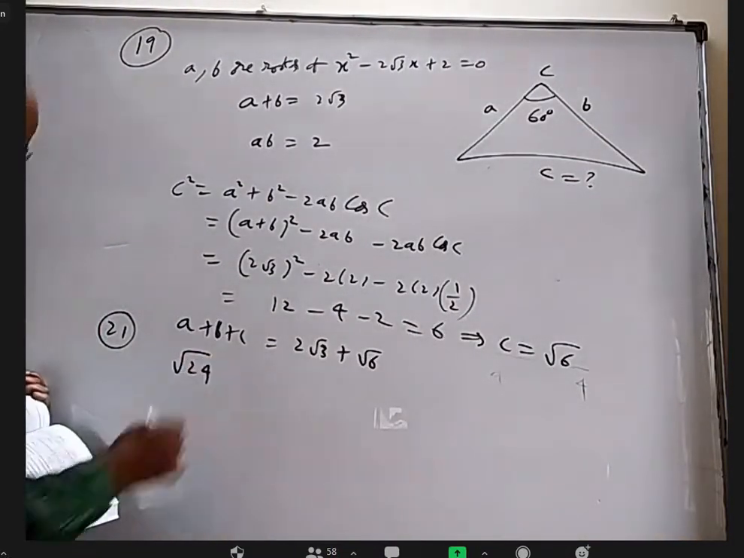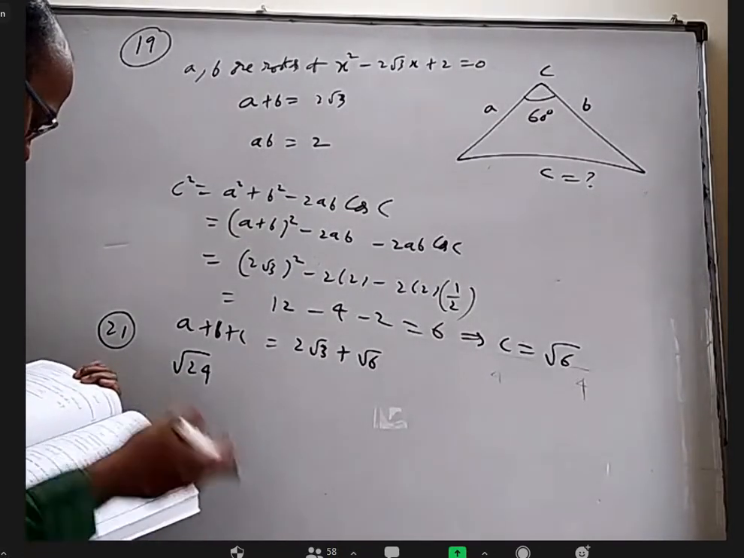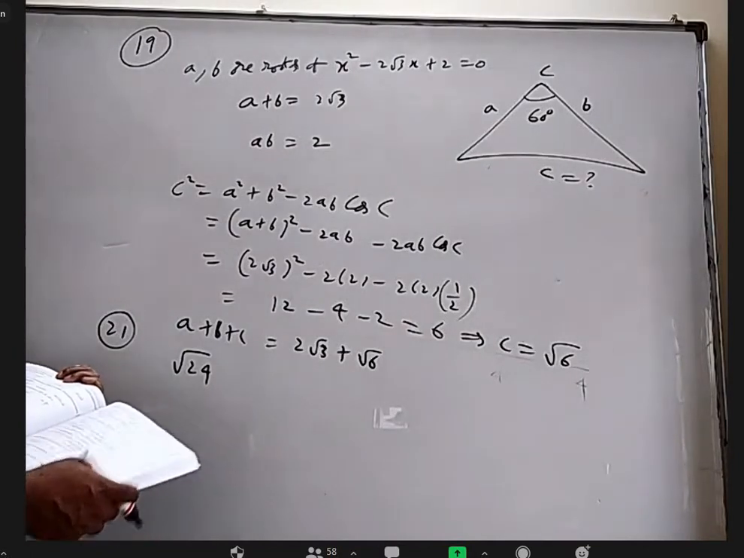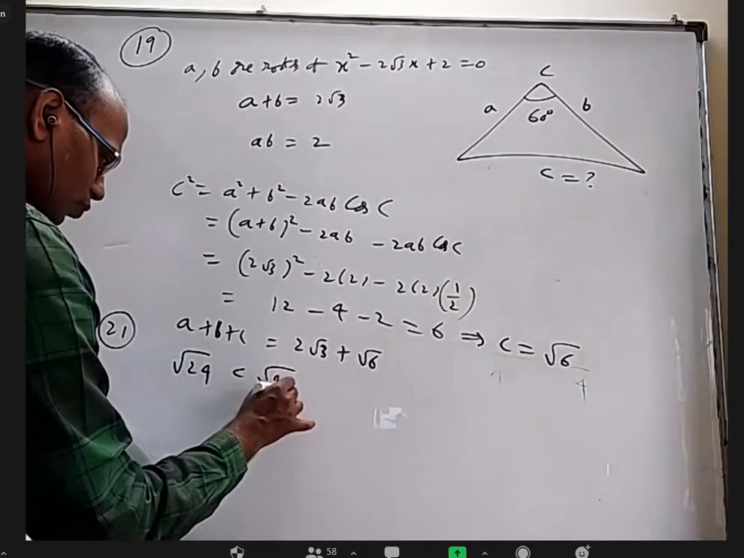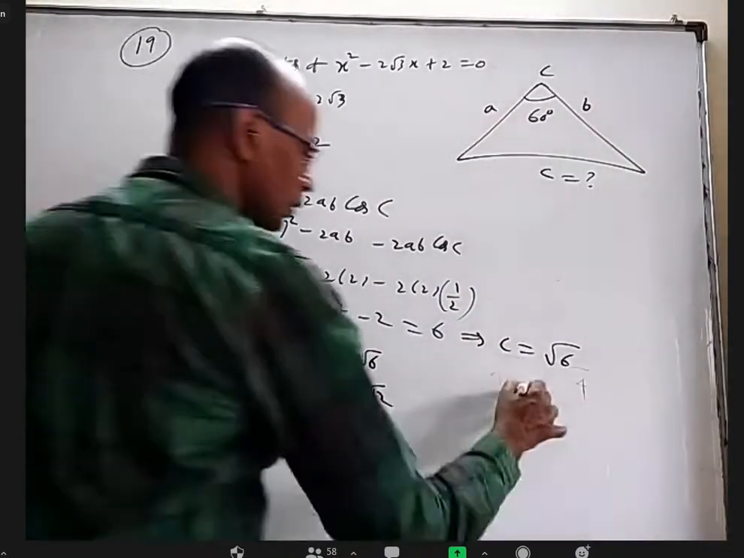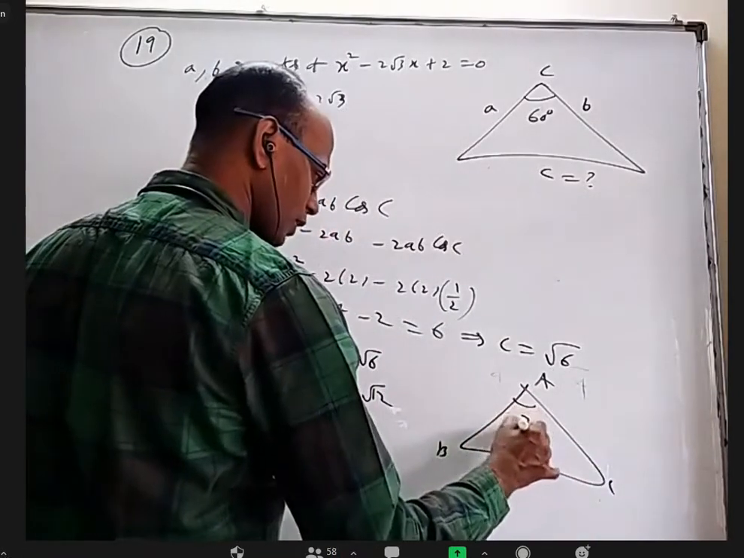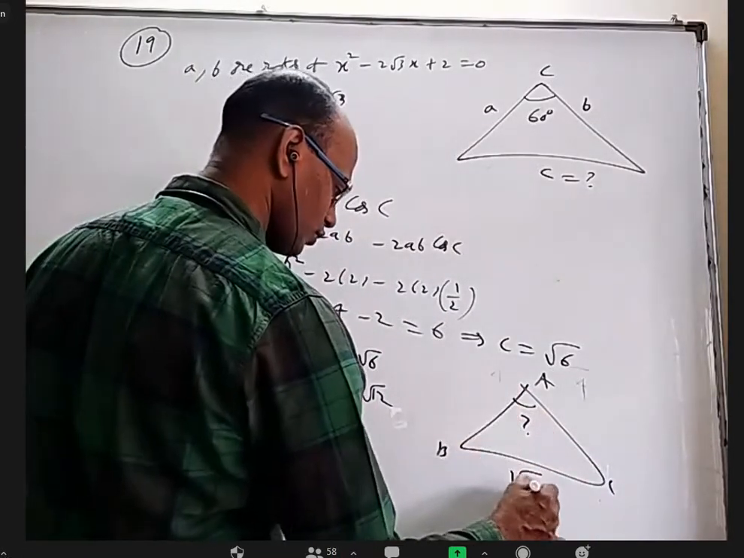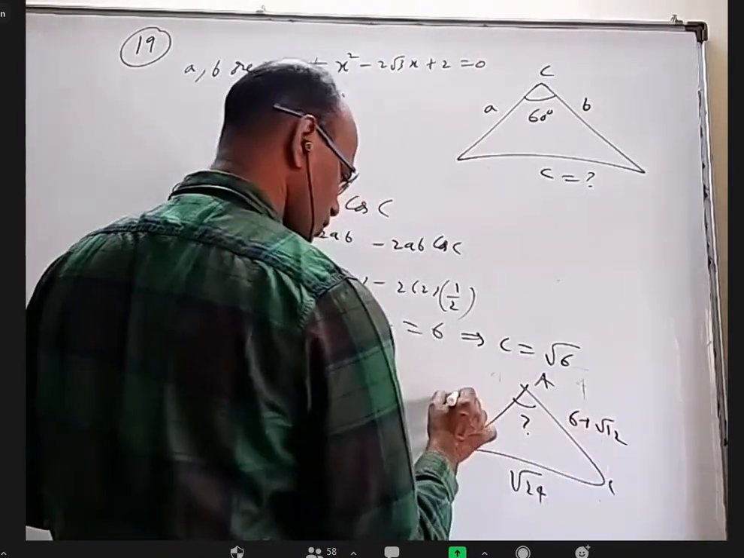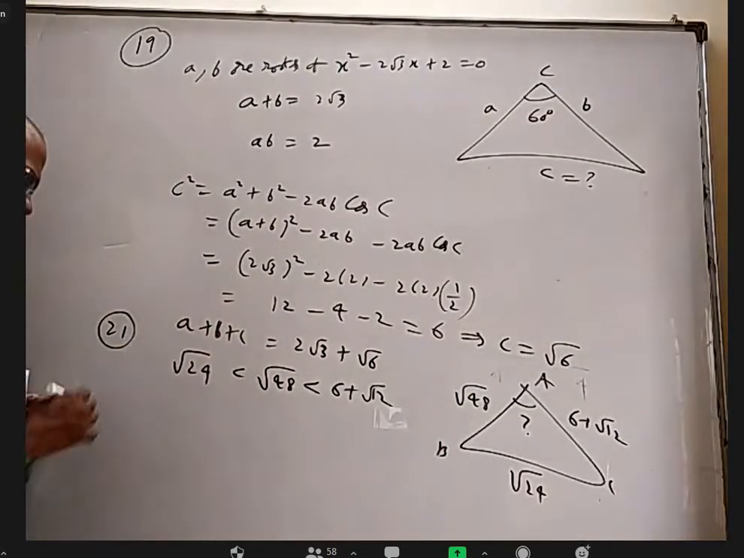Root 24 is around 5, whereas 6 plus root 12 is more than 9. And root 48 is less than 6 plus root 12. So take some triangle ABC: the sides are root 24, 6 plus root 12, and root 48. We want angle A.